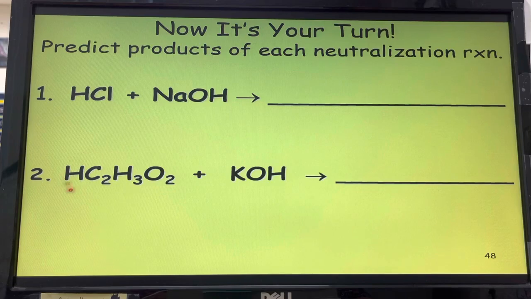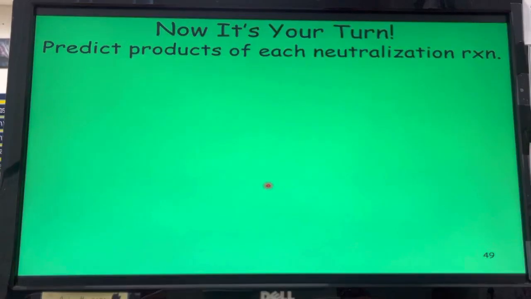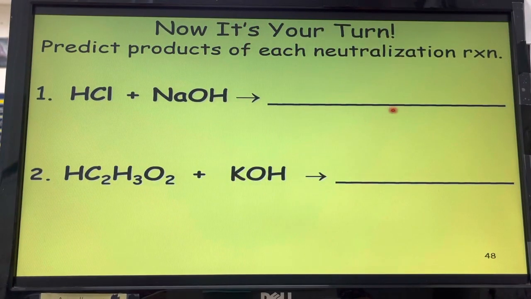How about this one? This is acetic acid and potassium hydroxide. Potassium is the cation, so that's going to hook up with this acetate polyatomic ion, and that hydrogen is going to go to the OH to make water. So you should write those down in the blanks, okay? It's a double replacement, but your products are always a salt and water, okay? But make sure you get the salt correct. This polyatomic ion does not break up.